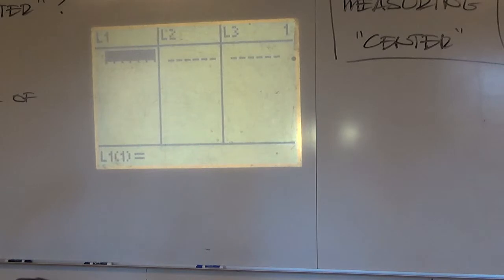Here we are, L1, L2, L3. What I want you to do is to slap Ernie's data into L1 and slap Bert's data into L2. When I say slap, I mean just enter. So Ernie was 79, 80, 81, 82, 83. All I'm doing each time is typing the number and then pressing enter, and it goes down to the next spot.